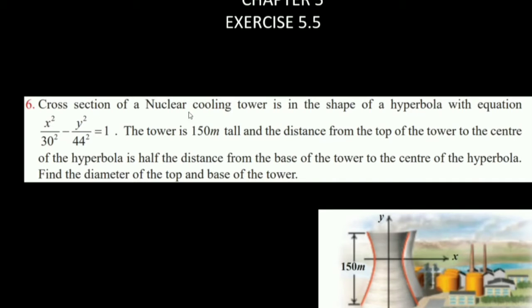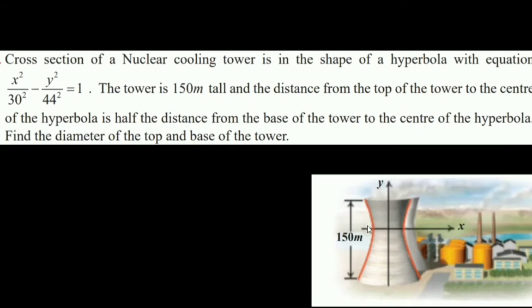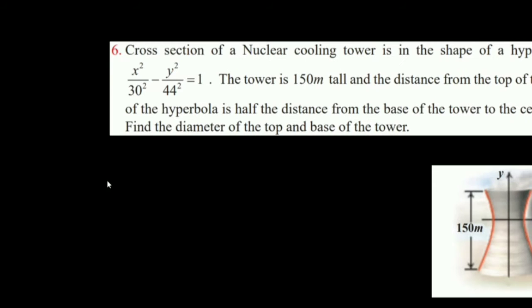The cross section of a nuclear cooling tower is in the shape of a hyperbola. You can see that hyperbola here, and the equation of the hyperbola is given as x square by 30 square minus y square by 44 square is equal to 1. Now what is given about the height? The tower is 150 meter tall. That means the height of this cooling tower is 150 meter.